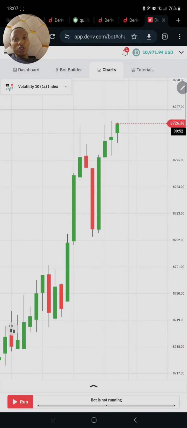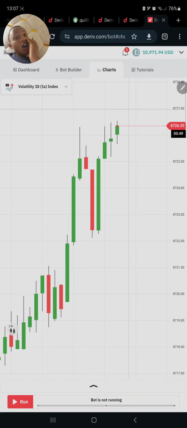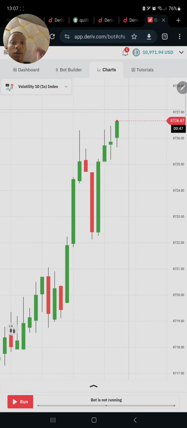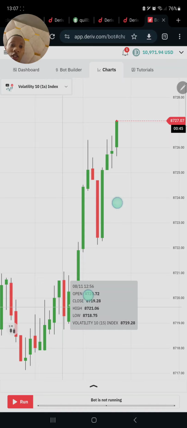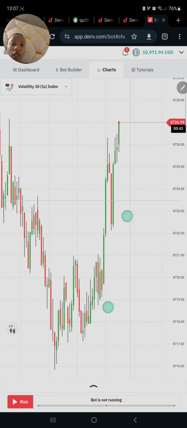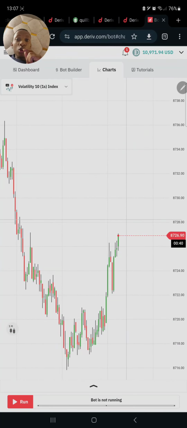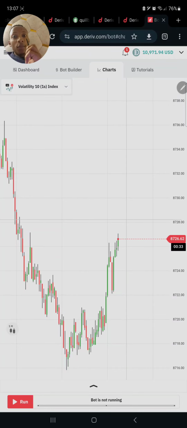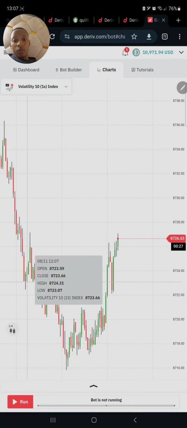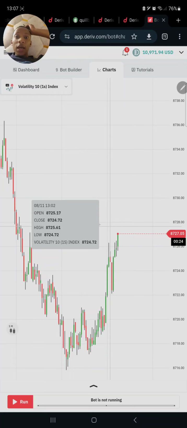Now what we do is wait for a new candlestick to be formed and give us a sign of where it's heading. Before you become pro with this rise and fall strategy, you need to learn how to draw support and resistance lines. Go on YouTube and watch how to draw them. I cannot draw them here since I'm using this phone.